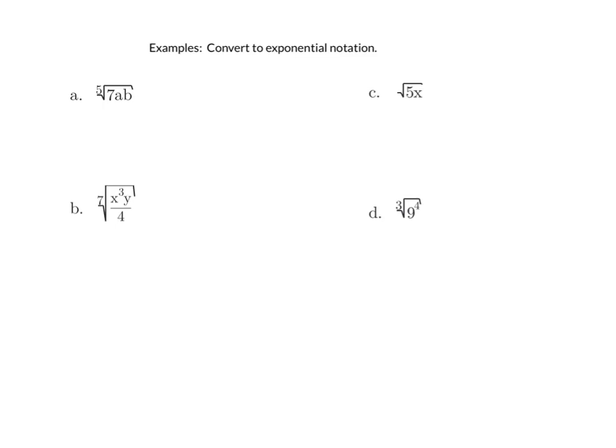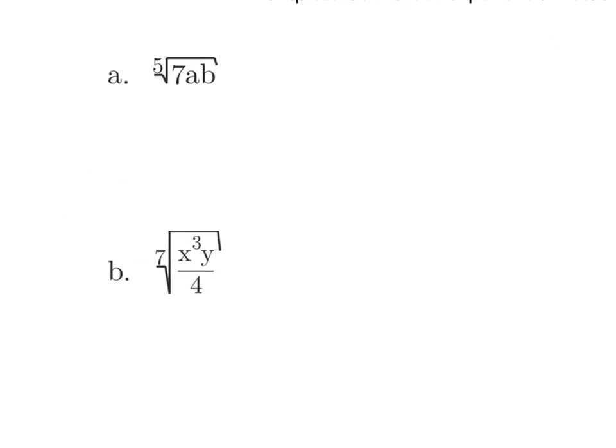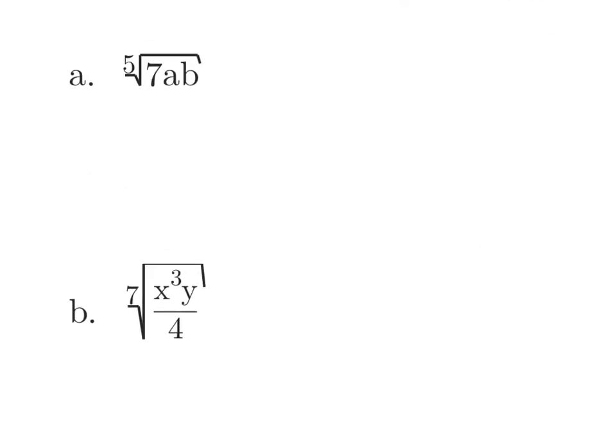All right, let's go the other direction now. So if we start with the 5th root of 7ab, this is going to be 7ab raised to the 1/5. We're just going to move our index. It's going to become the denominator of our exponent. We cannot simplify any further, and so we're just going to leave it like this.